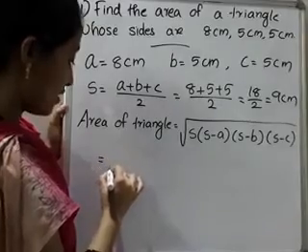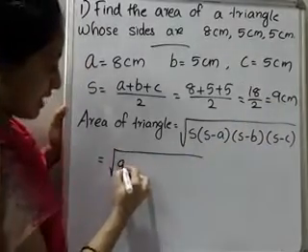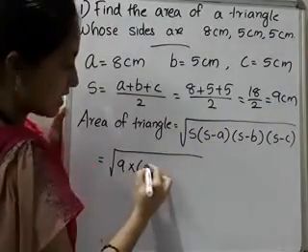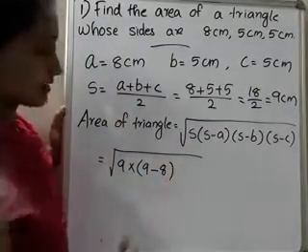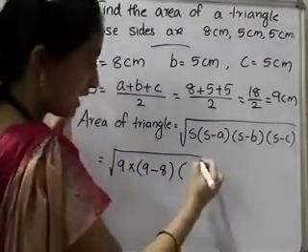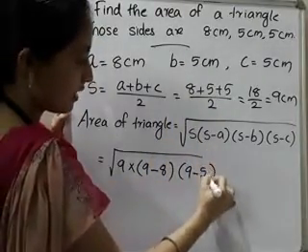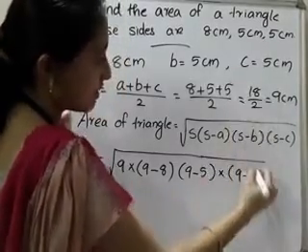Okay. So that is equal to root of S, S is what? 9. So you have to substitute here. 9 into S minus A. S is what? 9. Is it? So 9 minus A is what? 8. 9 minus 8 into, then S is what? 9. 9 minus B is what? 5 into 9 minus C is what again?